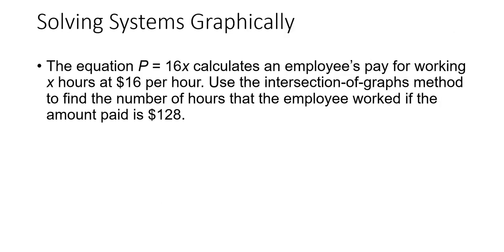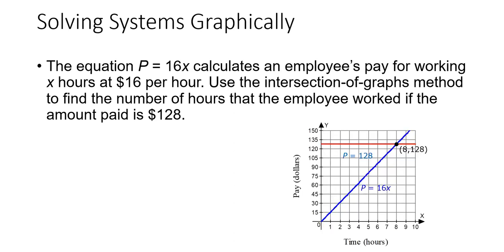So one way to do it is graphically. So here's a very basic one. The book starts with some very basic stuff, so I will start with that as well. Suppose you're working 16 bucks an hour, right? P equals 16x. That's how much money you take home before taxes. X is hours, at $16 an hour. So suppose you were paid $128. How many hours did you work?